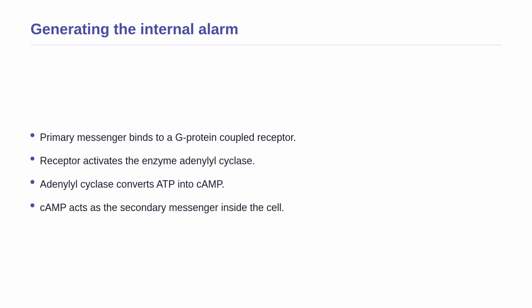Cyclic AMP then floods the inside of the cell, acting as a secondary messenger. It carries the signal deep into the intracellular space, where the original hormone could never reach.